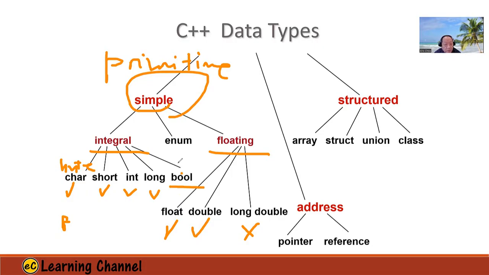And Boolean type. Boolean type is one of the integer types here. But in Java, Boolean is an extra type, it's not an integer type. Here, a Boolean is 0 and 1. It's actually a Boolean algebra type.